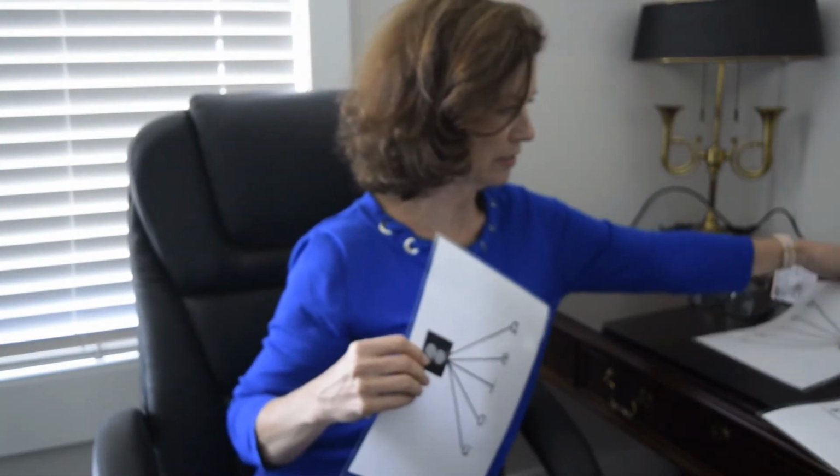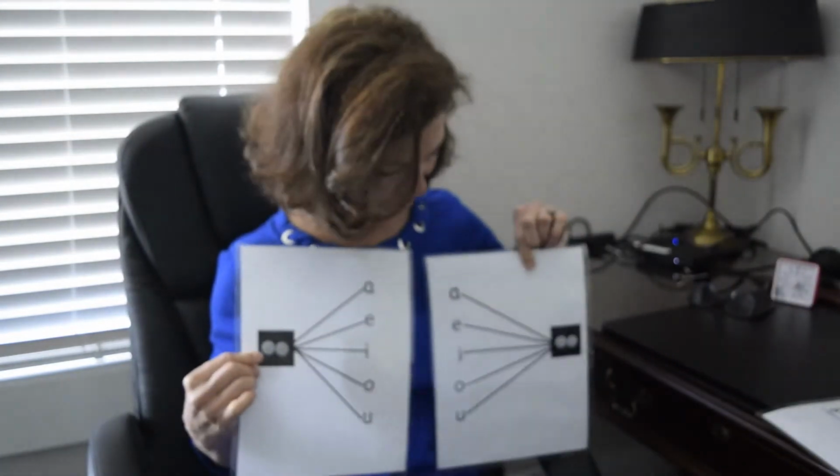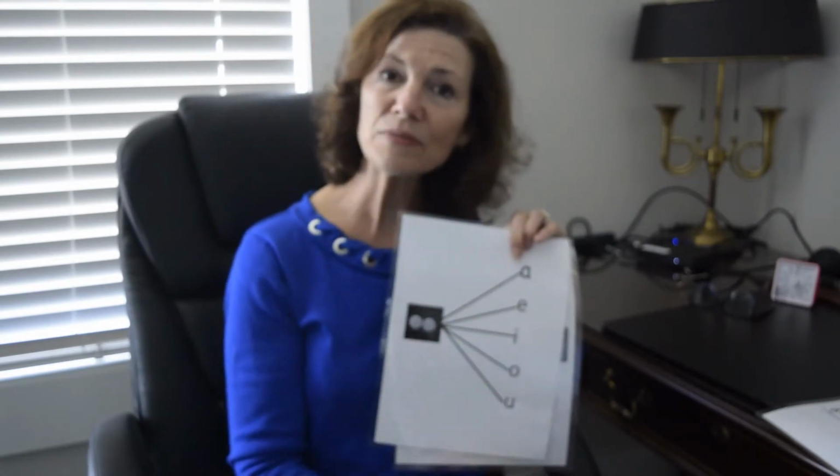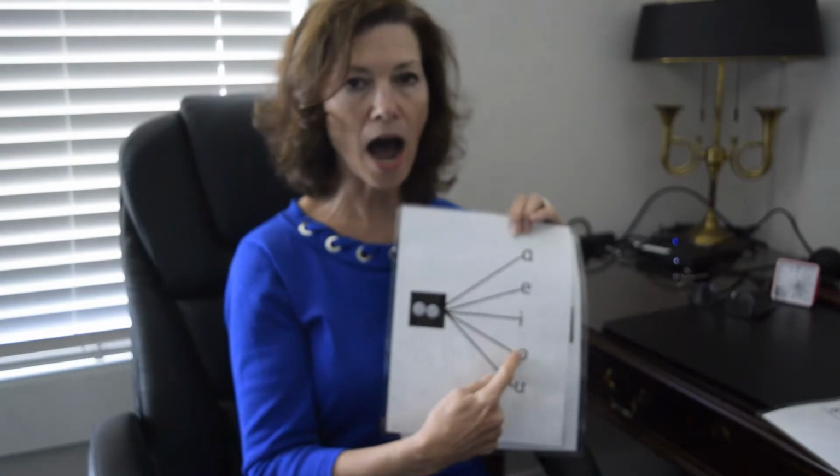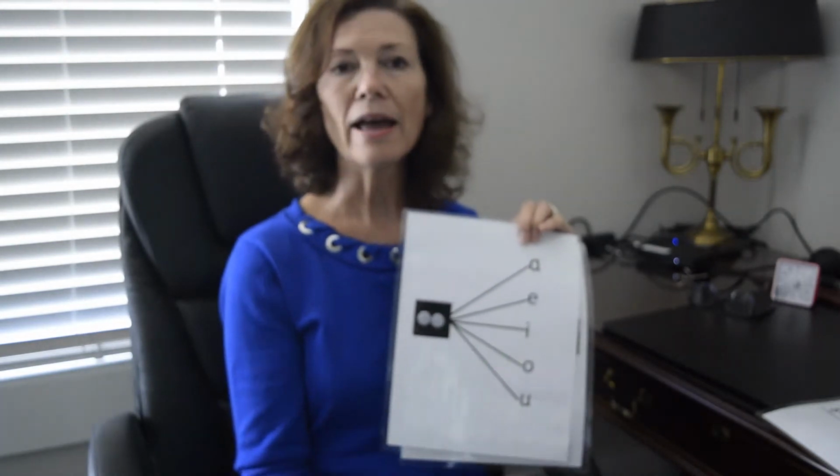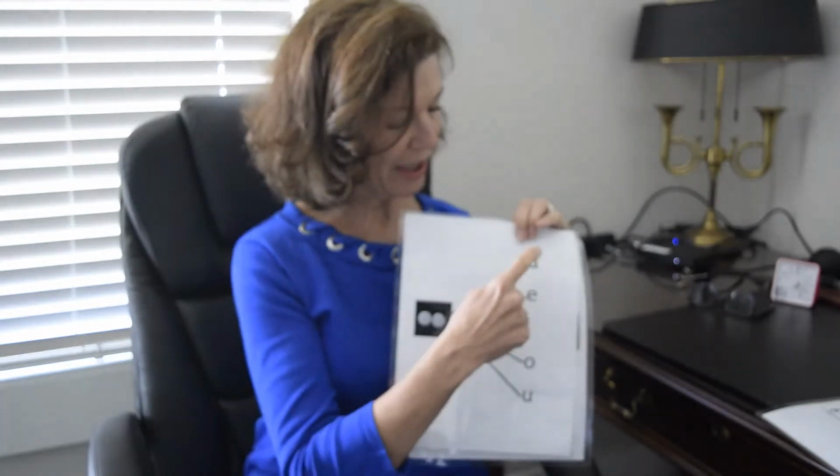I use two different vowel slide charts. A, E, I, O, and U are the vowels, and each of these letters has two different sounds. So we have the short sound, the A, E, I, and we have the long sound when the letter says its own name, A, E, I, O, U.